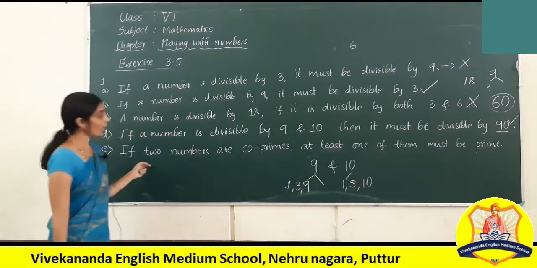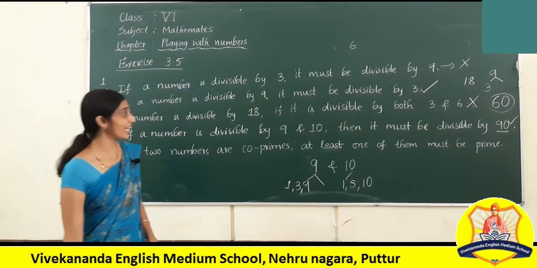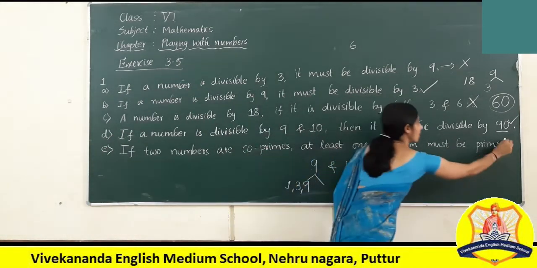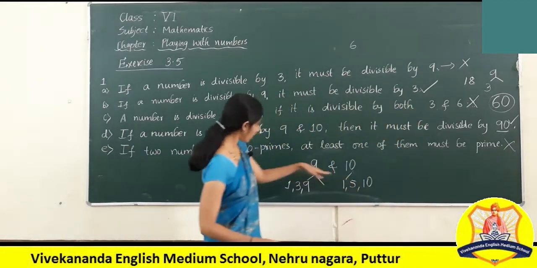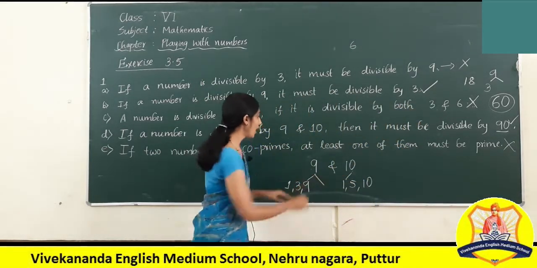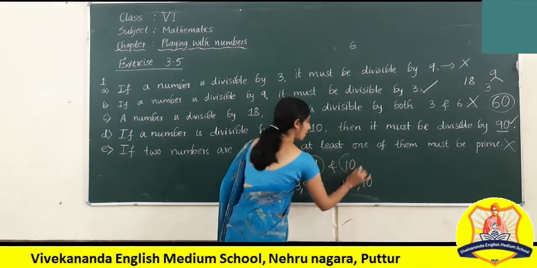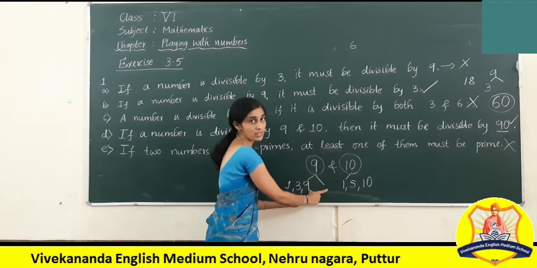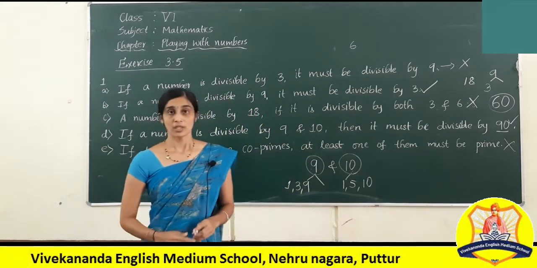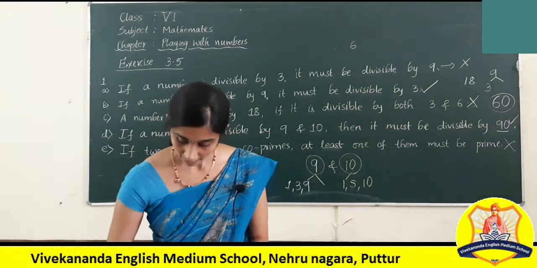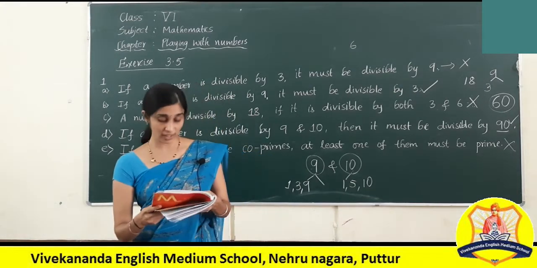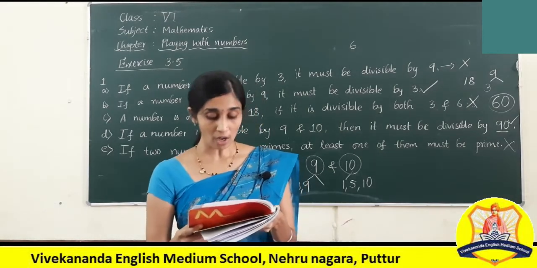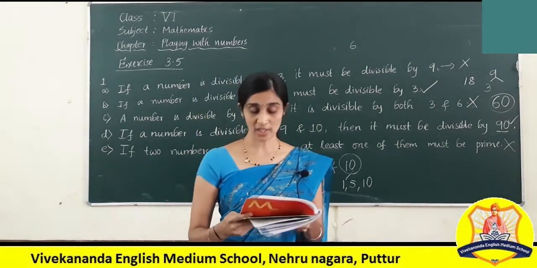Next, if two numbers are co-primes, at least one of them must be prime. False it is. Why? Just now we have shown here, 9 is a composite number, 10 is a composite number, but still these two are co-primes. So it is false. In the same way, go for the other questions in your textbook. E over F. Or, see the page number 61, children.